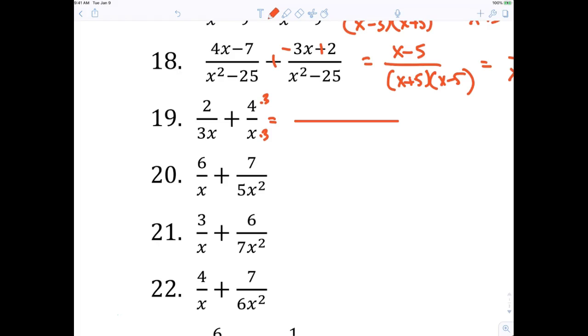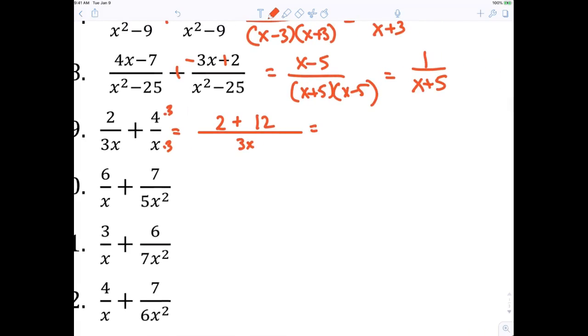The denominator is what? 3x. All right. Do I do anything to the first one? No. So that's just 2 plus. Now what? 2 plus 12. There you have it. So now what's 2 plus 12? 14. So 14 over what? 3x. Okay, that's how I want you to do it. All right. Much easier that way.